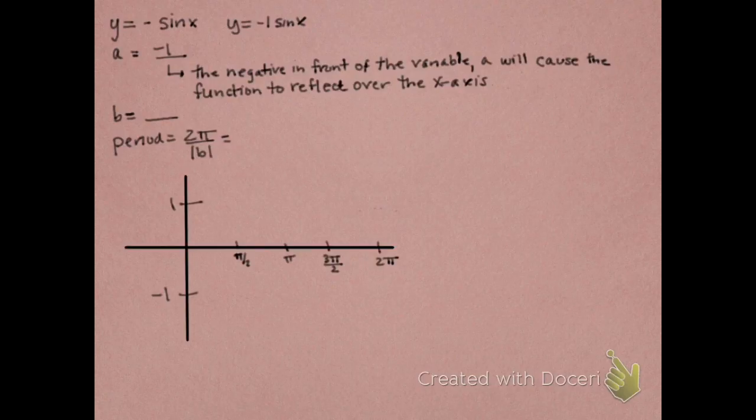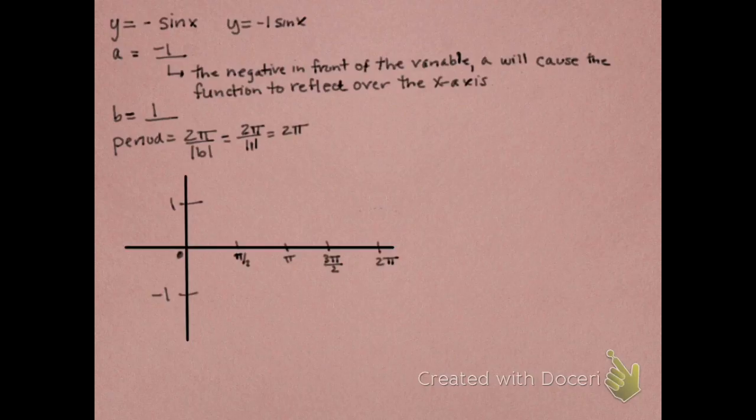My b is the coefficient in front of the x variable, which is also 1. And my period is 2 pi over the absolute value of 1, which is 2 pi. So again, my function y equals negative sine x is going to have the same angles as my sine of x graph. Those angles are 0, pi over 2, pi, 3 pi over 2, and 2 pi.